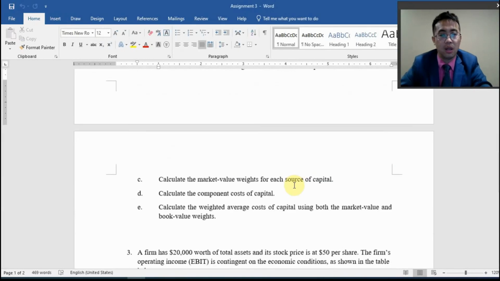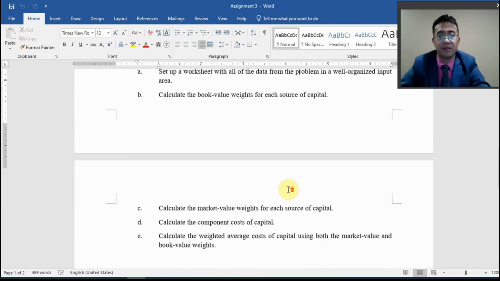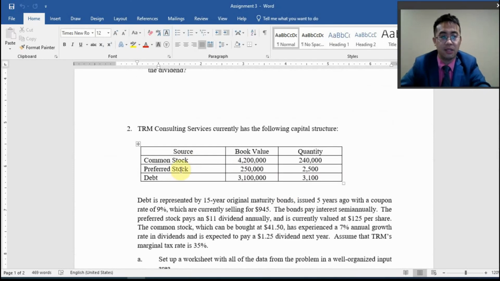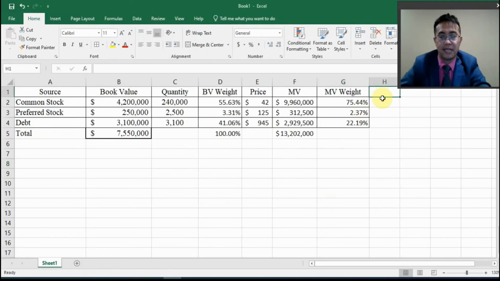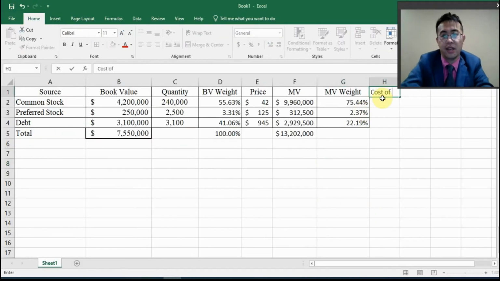Well, in question D, I need to calculate the component cost of capital. So I need to calculate cost of common stock, cost of preferred stock, and cost of debt based on the information. So right here, you have a debt that is for 15 years and issued 5 years ago, and coupon rate is 9%. The price is 945, and the frequency is 2. So the cost of debt, okay, just say cost of capital here.